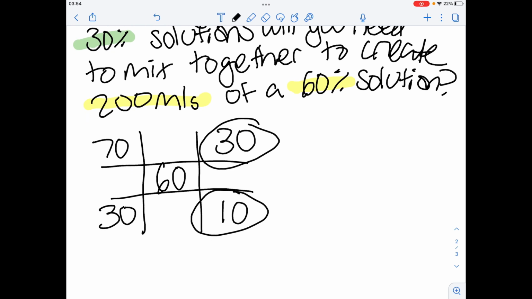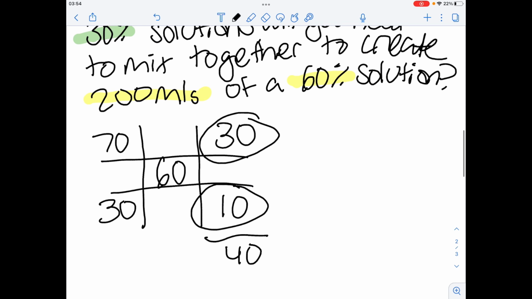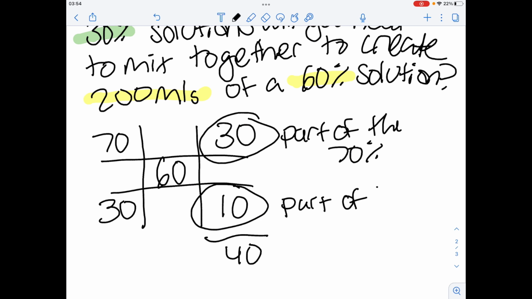Now you add the two numbers on the right. So 30 plus 10 equals 40. The 30 and the 10 are parts. The 40 is the whole. So that's needed as we move along. So as I said, the 30 right here is part of the 70%. And the 10 right here is part of the 30%.